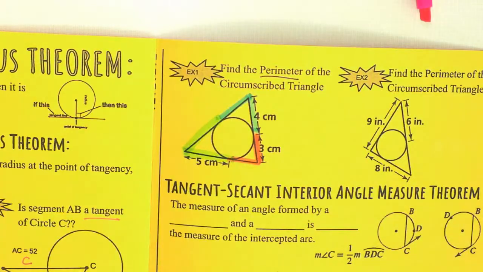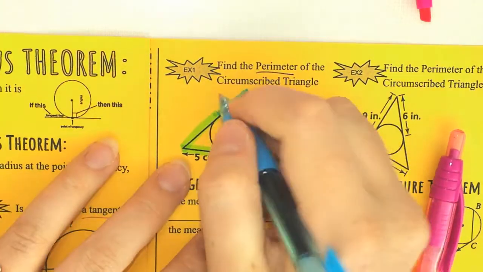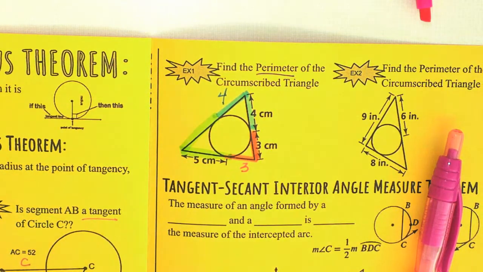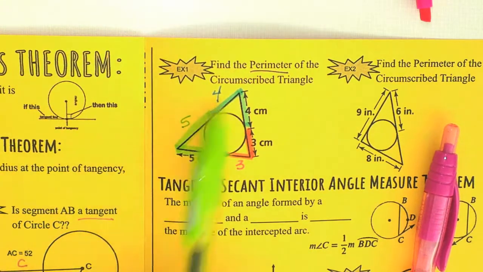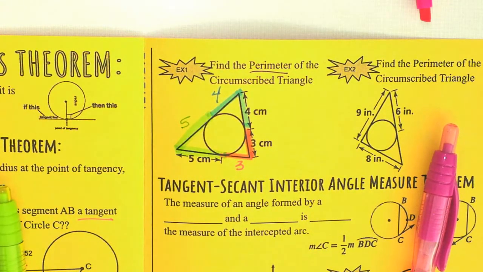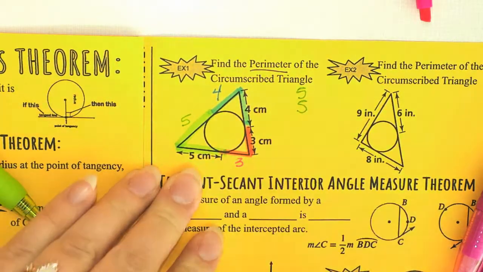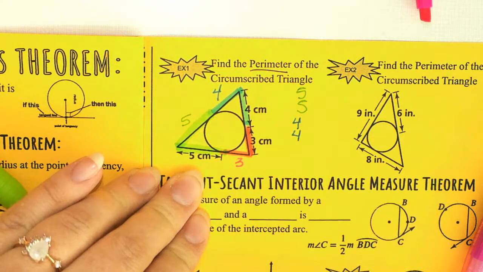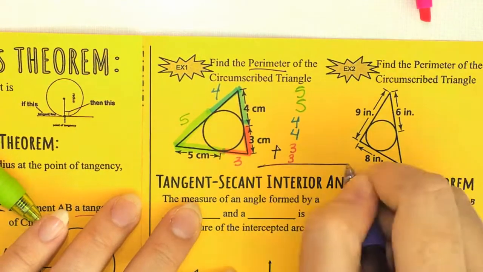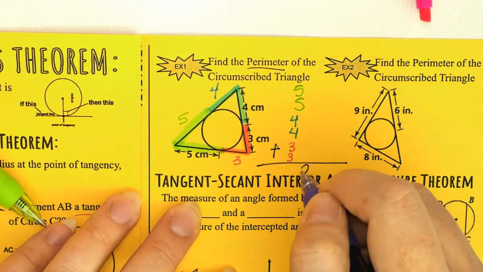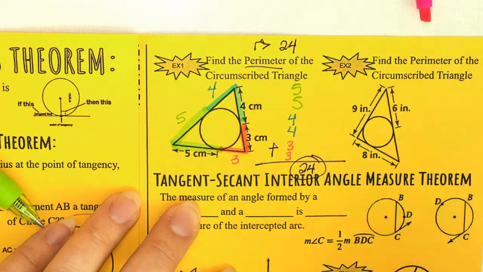So adding that to my picture, if this is 3, this is 3. If this is 4, this is 4. And then if this is 5, this is 5. Perimeter just means to add up all of the edges, so let's add them up. 5 plus 5, 4 plus 4, 3 plus 3. Add that together in your calculator and you'll get a total of 24. So the perimeter of this triangle is 24.